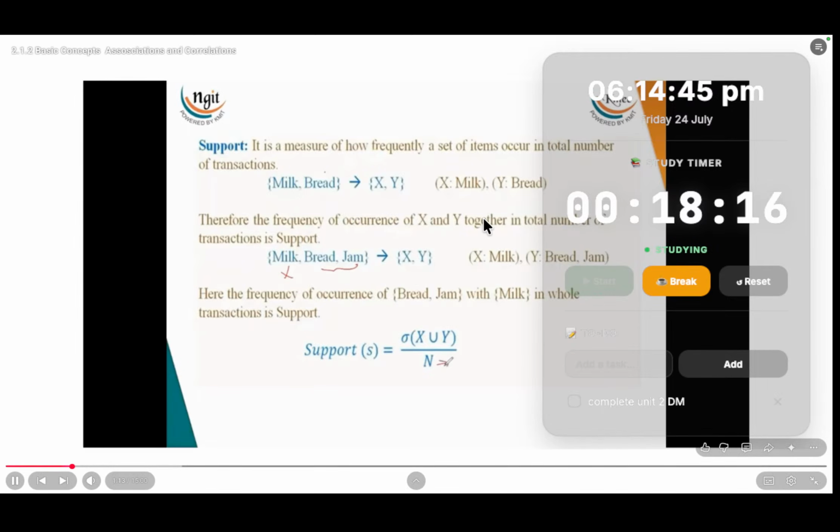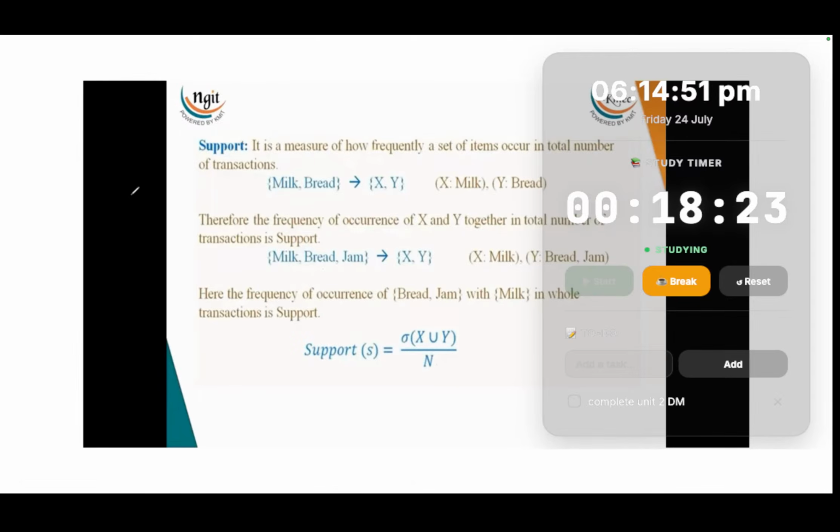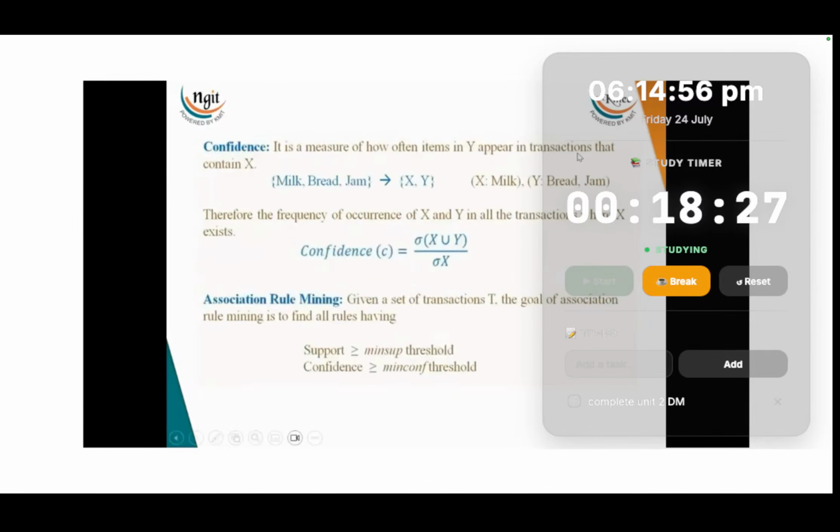the transaction. And what is n? The number of transactions that are present in the whole data set. Now let us see what confidence is. Similarly, we'll find the confidence. Confidence is how often items in Y appear in transactions which contain X.